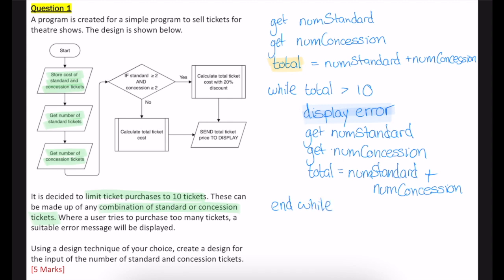Now this question is worth 5 marks. So we are likely to get 1 for having the while loop, 1 for the condition in the while loop, 1 for the error, 1 mark for getting the number of standard and concession tickets, and then 1 mark for working out the total number of tickets.